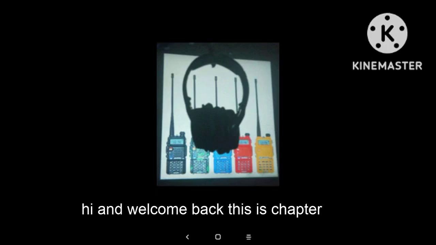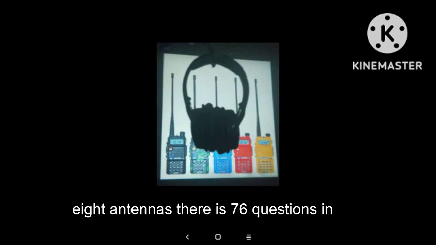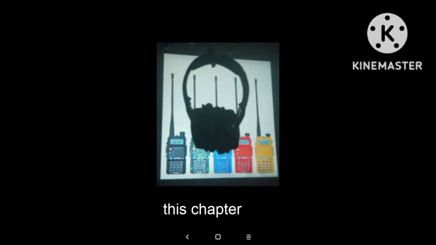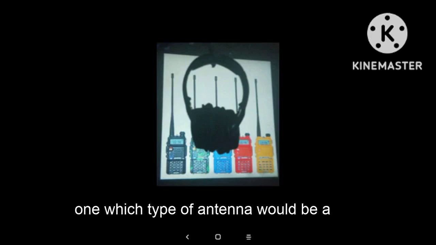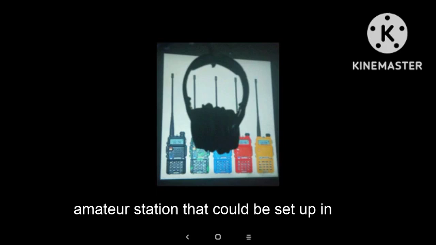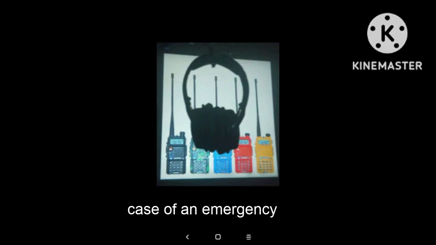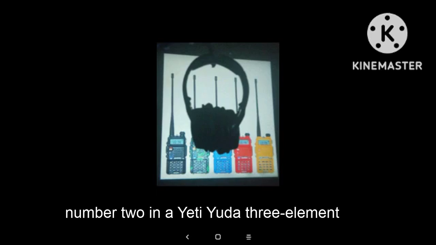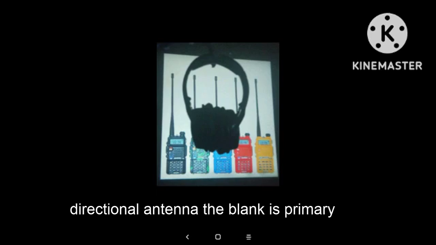Hi, and welcome back. This is Chapter 8, Antennas. There are 76 questions in this chapter. Number 1. Which type of antenna would be a good choice as part of a portable HF amateur station that could be set up in case of an emergency? A dipole.